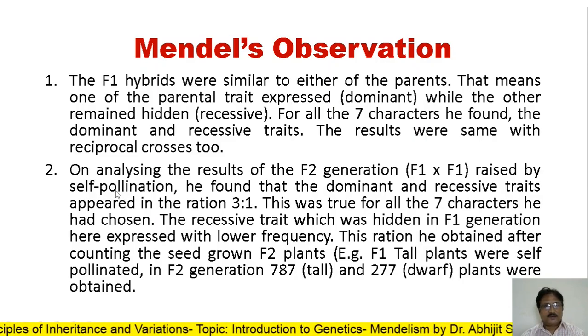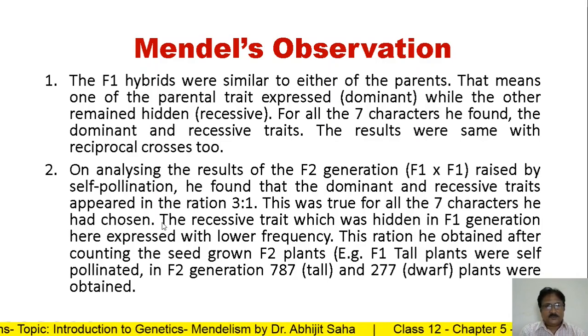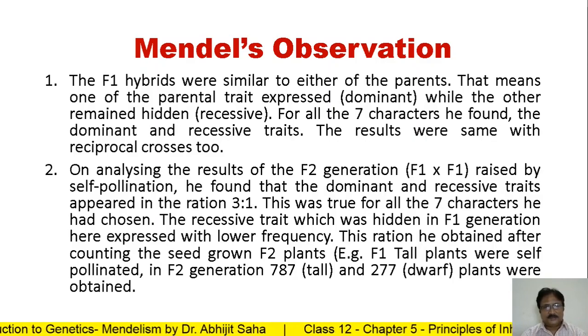Again, after getting the F1 hybrids, he conducted the next step: he crossed F1 with F1. He found that the F2 phenotypic ratio was 3:1, which means 75% of the offspring were dominant type and 25% were recessive type. Now, to his astonishment, he found that the recessive trait, which was hidden in the F1 generation, expressed in the F2.